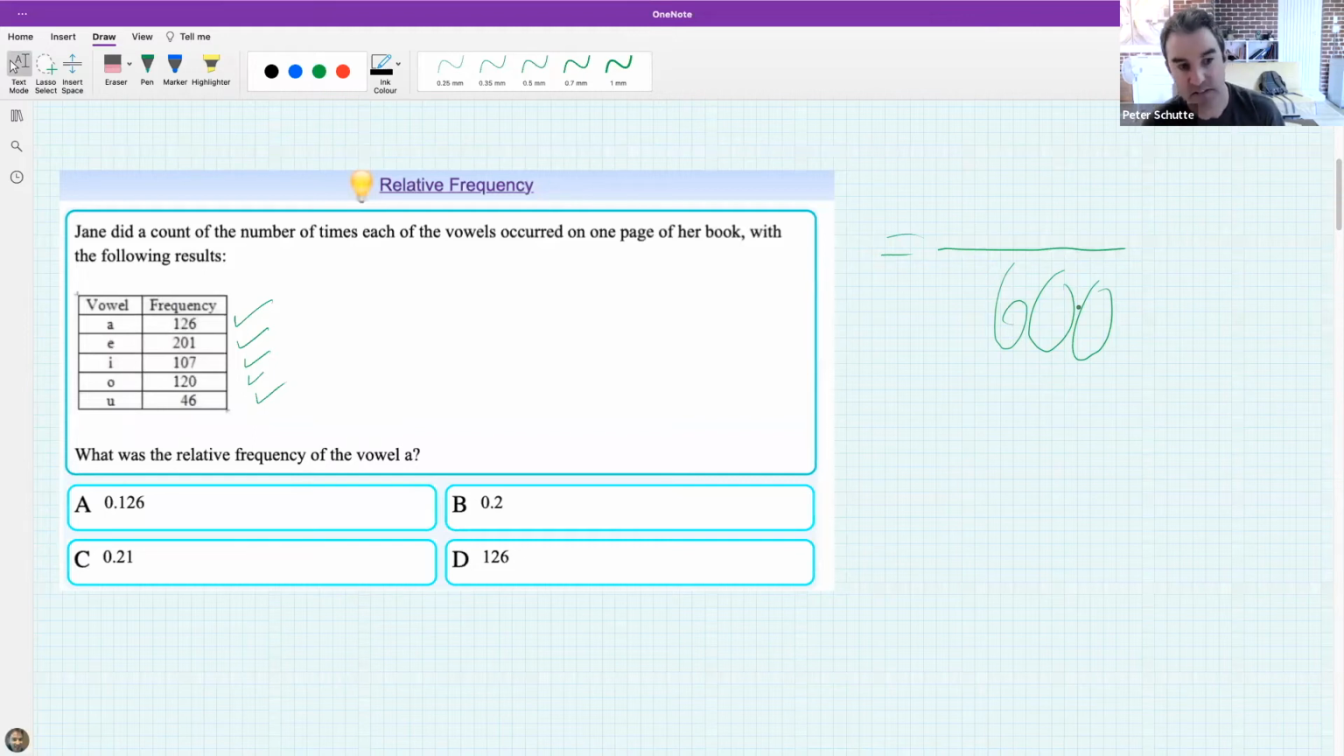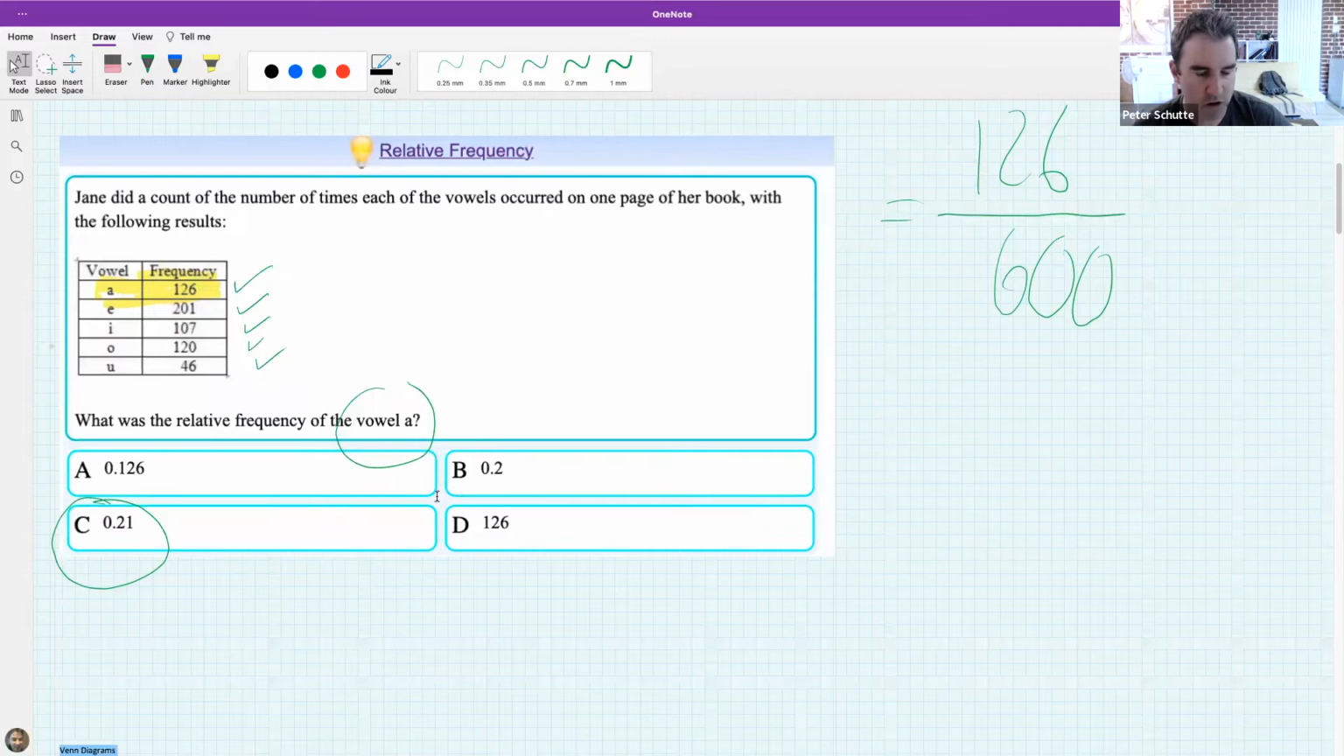It's asking us about the event of the vowel A occurring. And the vowel A is this. So 126 out of the 600 times. And so whatever that is, 126 divided by 600, is 0.21, which would be C. So if you get a question like that, it's awesome. You just use that same fundamental formula that runs through the whole of probability.